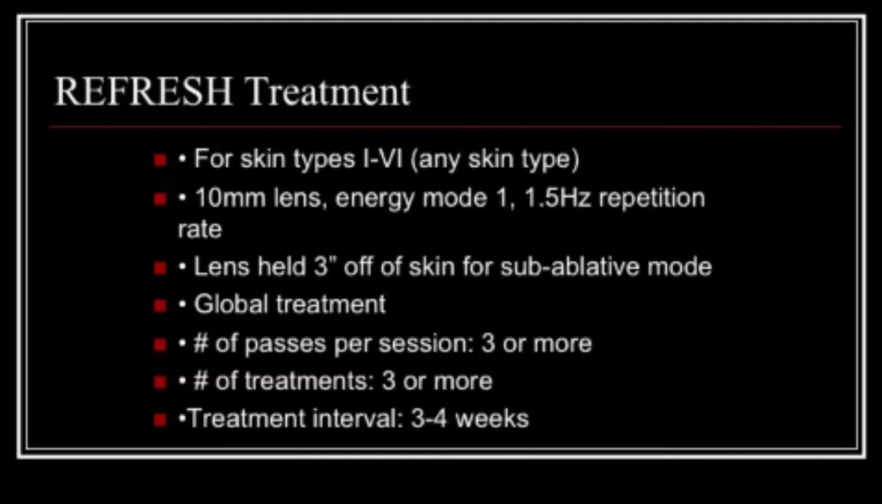How we do refresh is for skin type 1 through 4. 10 millimeter lens, energy mode is 1. 1 hertz is the rep rate. Lens is held about 3 inches away from the skin, and it is used in a subablative mode. You can treat the whole area. Number of passes per session are 3 or more. A number of treatments 3 or more. Treatment interval 3 to 4 weeks. The number of treatments and number of passes all depends upon what the patient's need is.